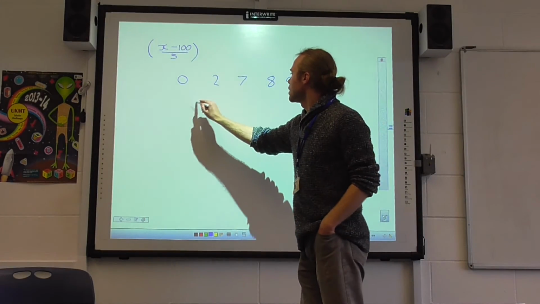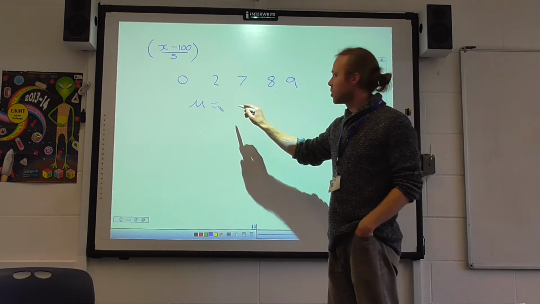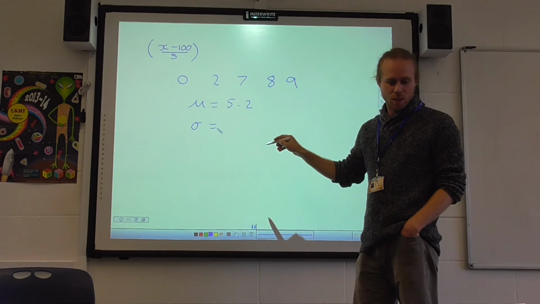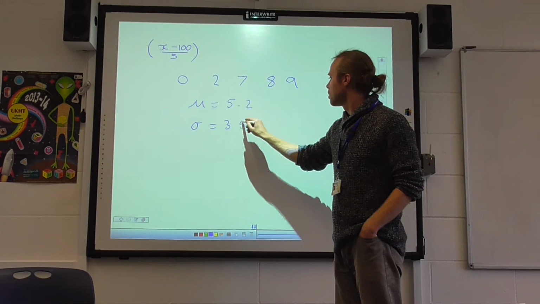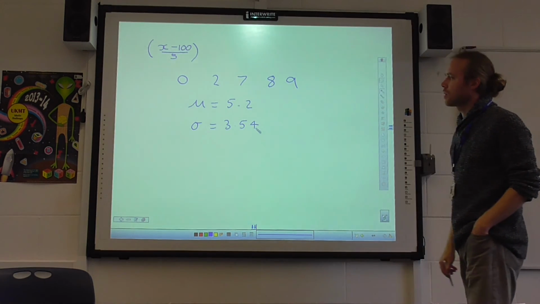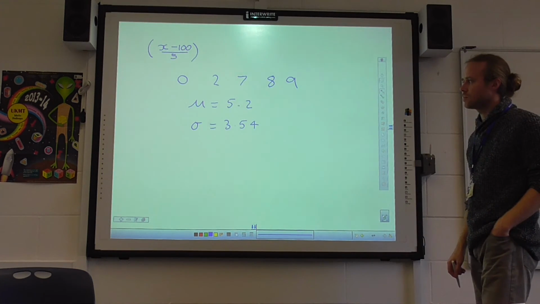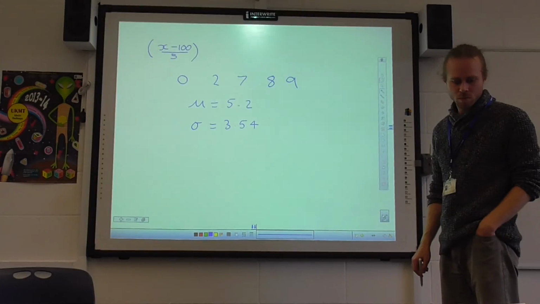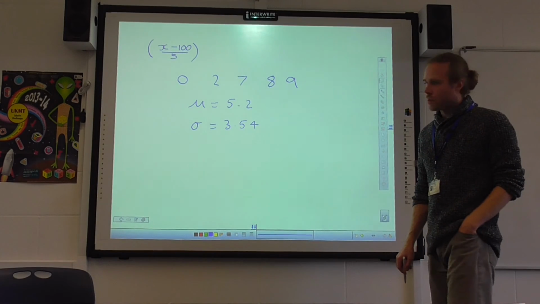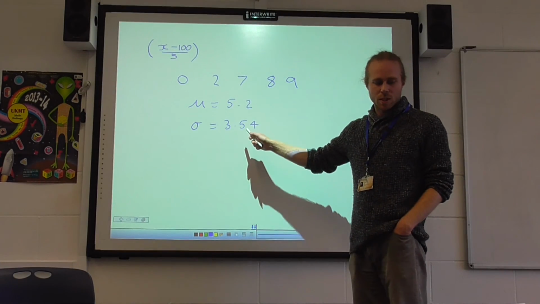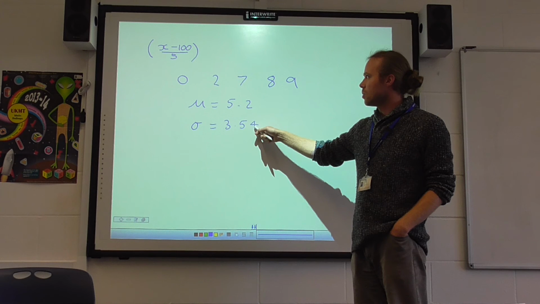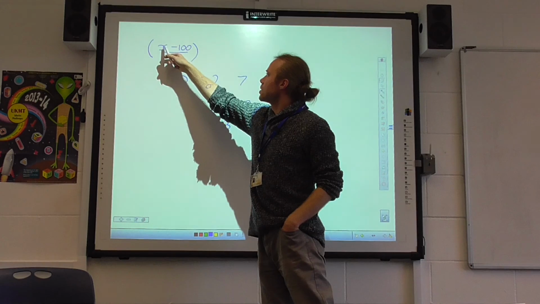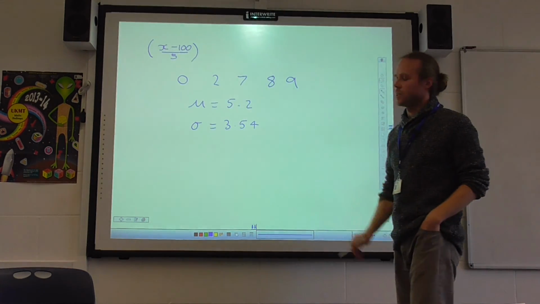So if you calculate a mean for this data, that should be 5.2. And the standard deviation should be 3.54. So just think about how they have been adapted now. Hopefully you can see that this standard deviation has only been divided by 5 from the original. However, the mean, what you've done is the original mean minus 100 and then divided by 5.